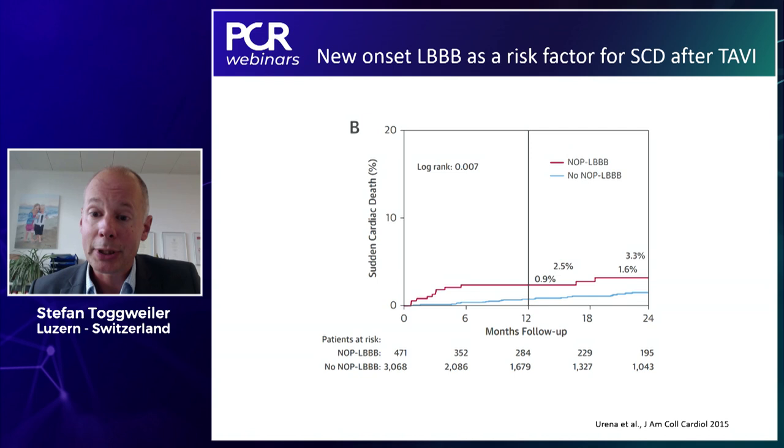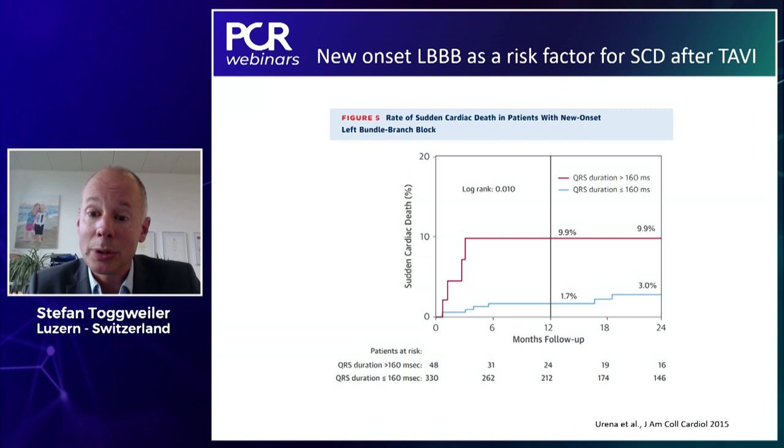And then we can see also that a new left bundle branch block is a risk factor for sudden cardiac death after TAVI. So not only cardiac death, but sudden cardiac death. You can see that here. And if you look at the different types of new left bundle branch block, we see that those with a very wide QRS, that's more than 160 milliseconds, are at very high risk for sudden death during the first 2 years of follow-up. It's an older publication, but very interesting.